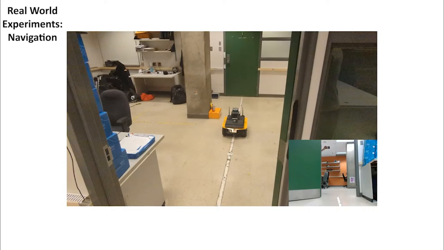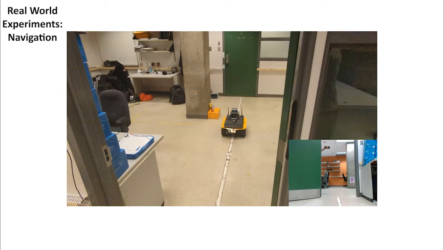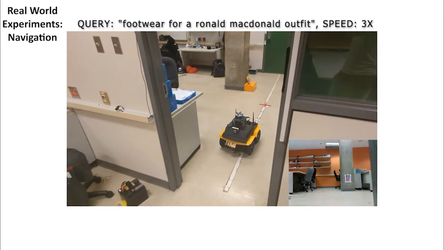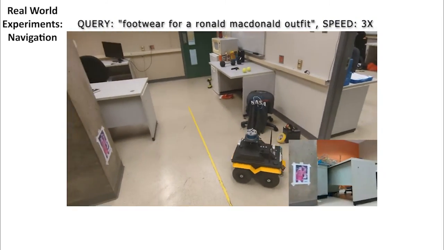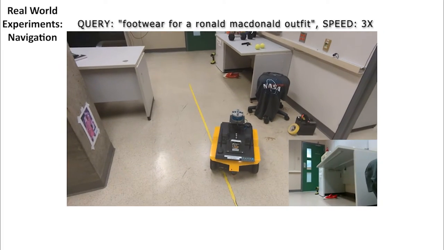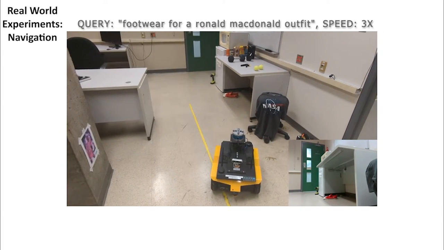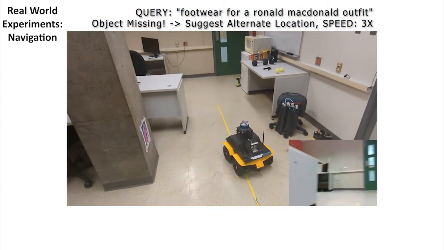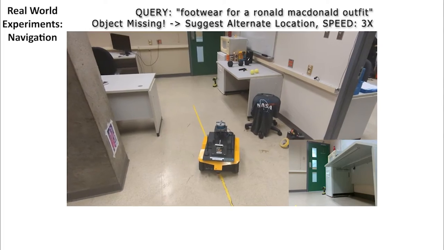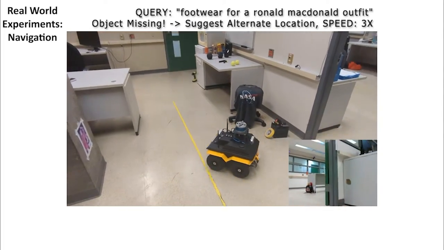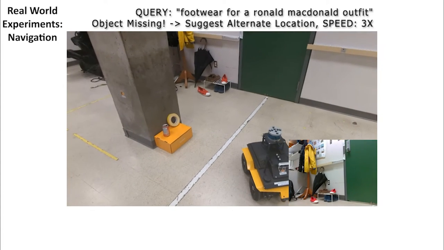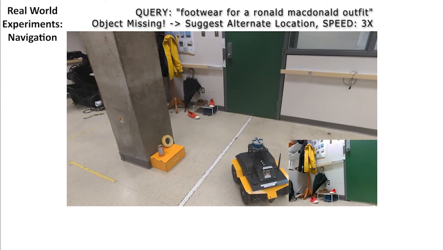Now, we can demonstrate some real robot experiments that use this approach. We use a Clearpath Jackal robot for our navigation experiments. Here, we can ask the Jackal to find some footwear for a Ronald McDonald outfit, and see that it finds the red shoes. We also have queries where the object has been moved, so the Jackal will no longer find it at the original location. In this scenario, ConceptGraphs can suggest a likely location where the object may have been moved. In this case, it's a nearby shoe rack.